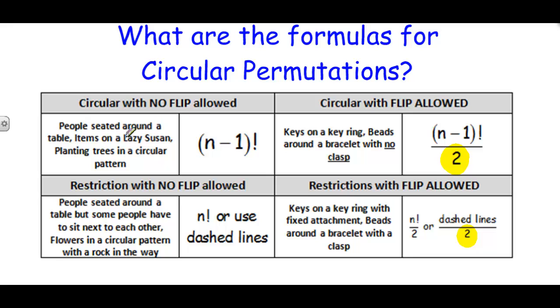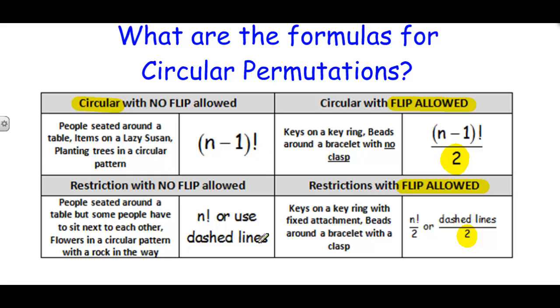Things with no flip are people seated around a circular table. If they're seated around a circular table, you're not going to take them and flip them upside down and say, well, now it's different. So when you have a flip allowed, we divide by 2. Okay? Now, when we have something that's circular, we actually don't deal with n factorial. If I have 11 beads and I want to order them in a row, it would be 11, 10, 9, 8, 7, so it would be 11 factorial. But if they're in a circle, I don't have a beginning and an end. So I actually get one less, so it would be 10 factorial. It's always n minus 1.